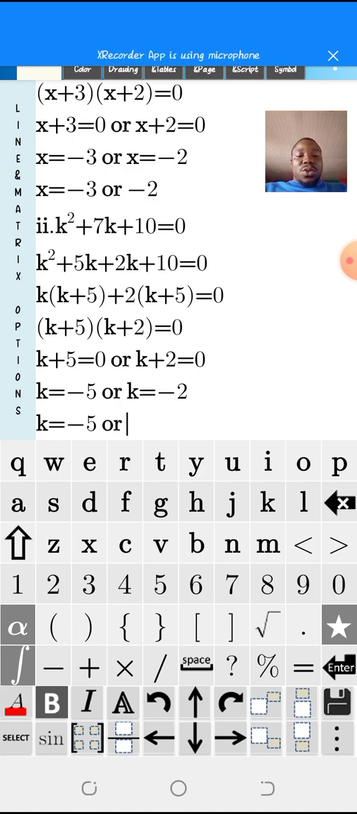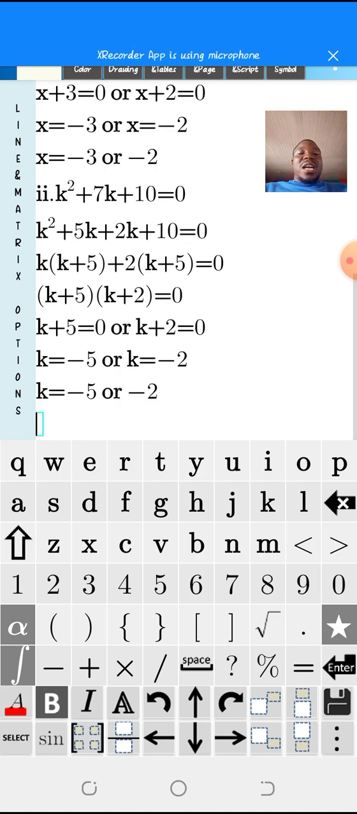So let's quickly run through the third one, or I think I will stop here for today. I'm going to move the third example into my next video.